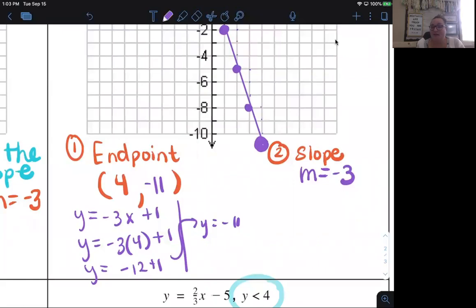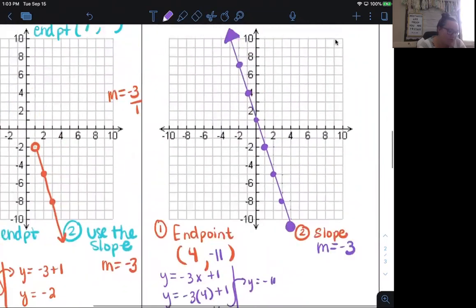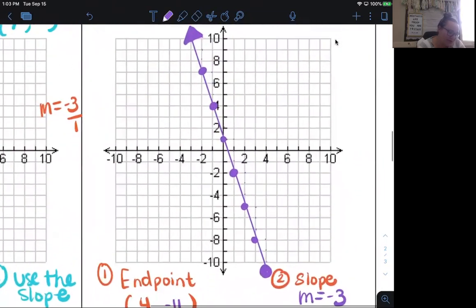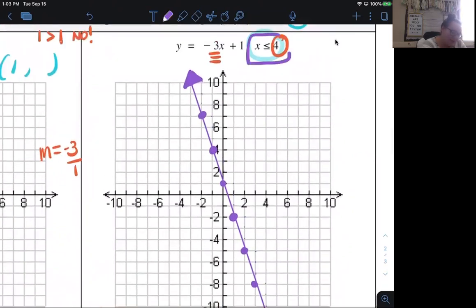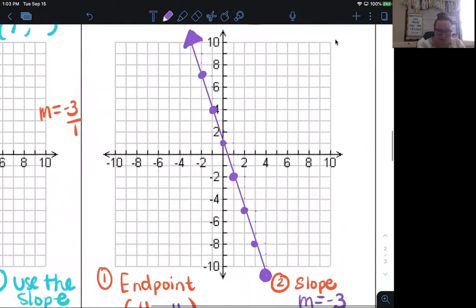So I found that the endpoint would be 4, -11. Our slope is m equals -3. So this one's just a little tricky. I'm going to zoom in on my graph. Your endpoint is a closed circle because x is less than or equal to 4. So it's included. So at 4, -11, I've got my endpoint.